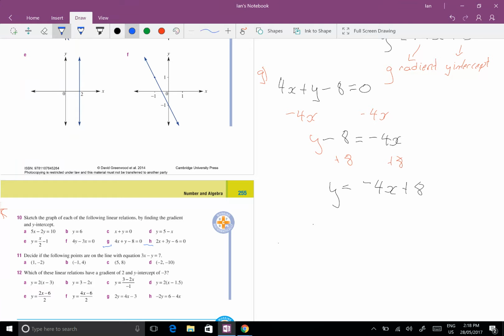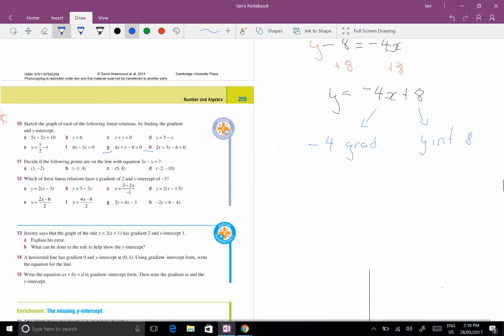So my gradient is negative 4, and my y-intercept is 8. So remember, the negative says it's going down left to right. And the 4 gives me an idea of the steepness, so it'll probably be a lot steeper, something like that.